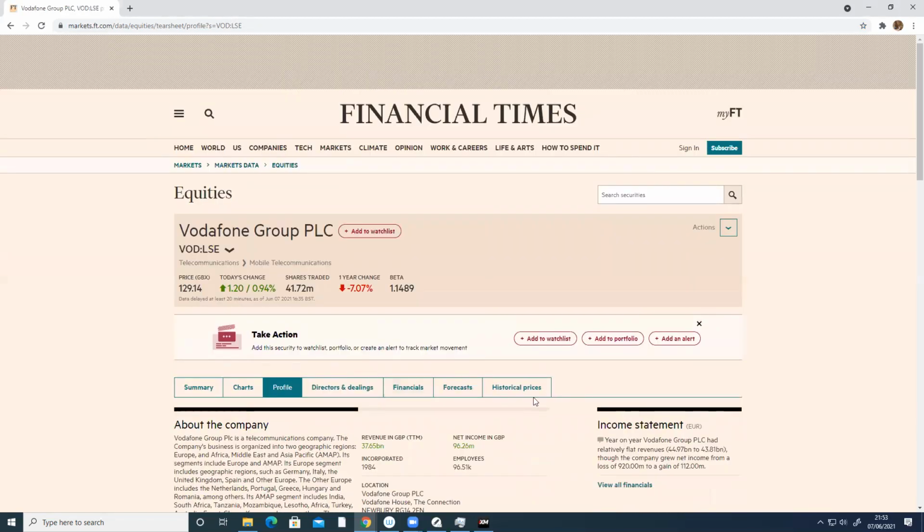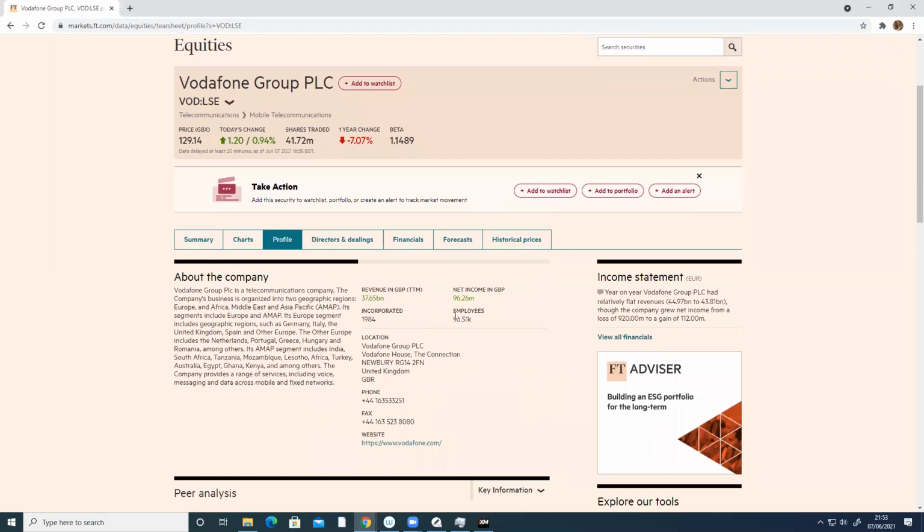When you go to profile, this is what we want to see. We want to see a minimum of 40,000 employees. We also want to see that they've got a net income in green. And we also want to see that they're an established company, but of course they're top companies anyway. The revenue is in green, in the billions. We want a minimum of 2 billion. So that's good.